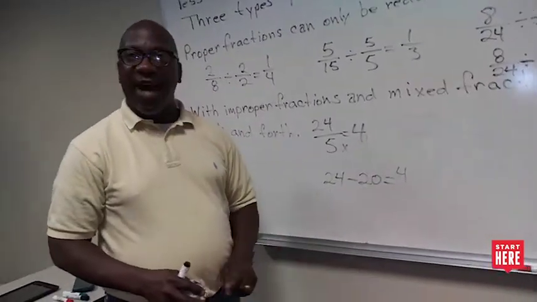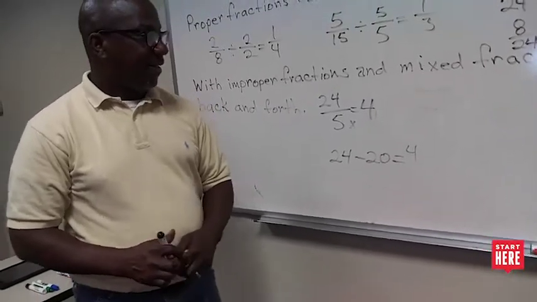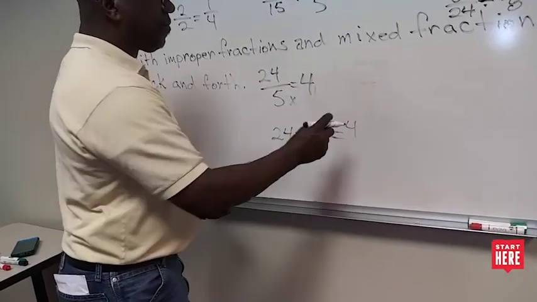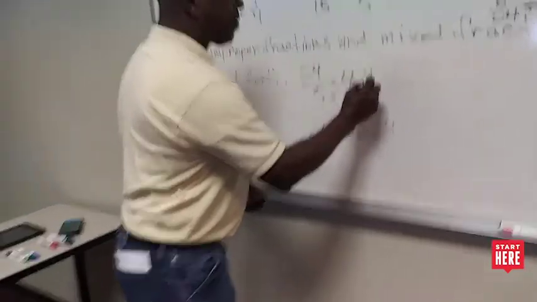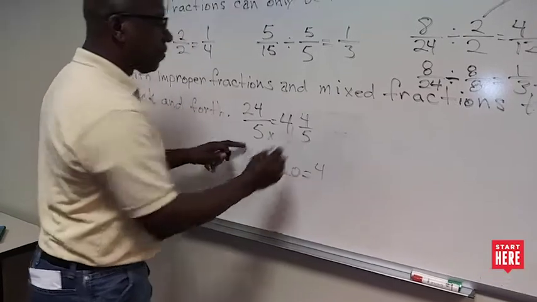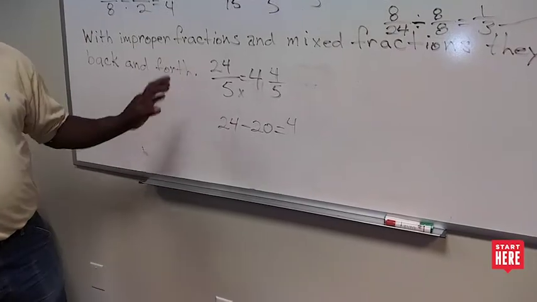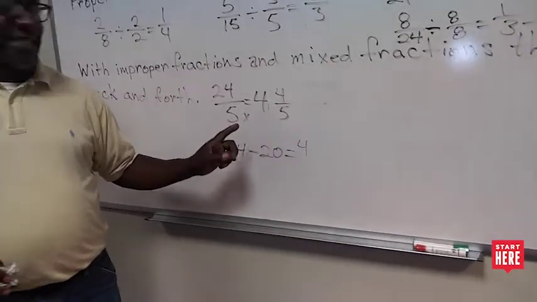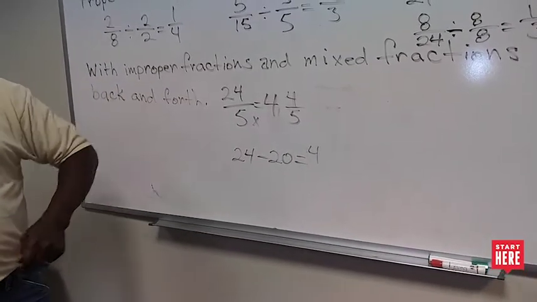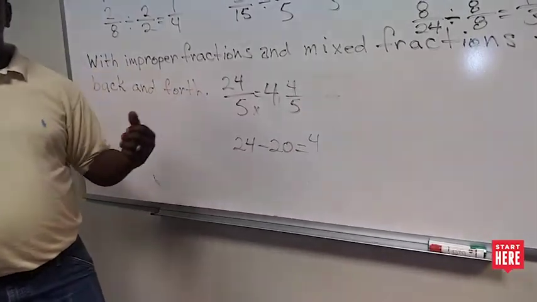I can't divide 5 into 4 because 4 is smaller than 5. So, my answer now, 4 becomes my numerator. My denominator 5 doesn't change. I bring it over. 24 fifths is the exact same as 4 and 4 fifths. Let me show you why. Because remember, if I can go forward, I can also back up and go backwards.